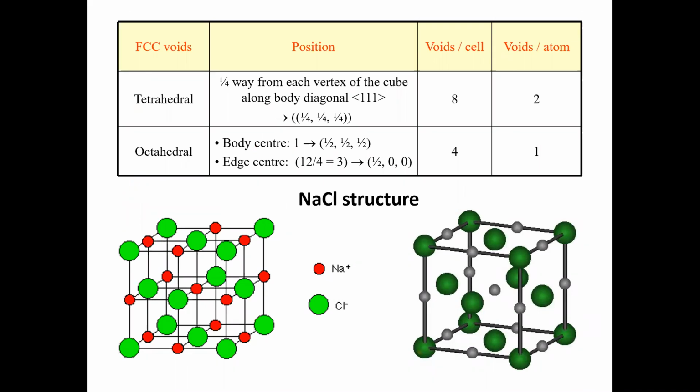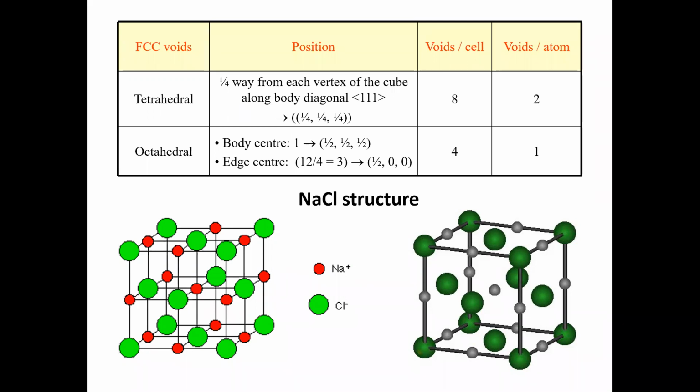The coordinate position of the tetrahedral voids was 1/4, 1/4, 1/4, while octahedral voids are either at the body center, which is 1/2, 1/2, 1/2, or along any of the edge centers, which is 1/2, 0, 0. If you compute the number of voids in a unit cell, you have 8 tetrahedral voids per unit cell and 4 octahedral voids per unit cell.